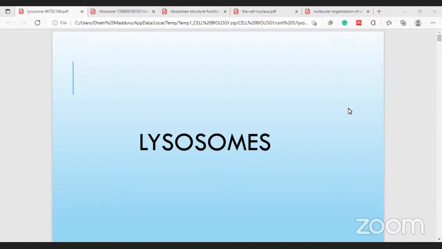Till yesterday we discussed mitochondria and endoplasmic reticulum, what processes take place in them, how they look, and what their structure is. Today we will discuss the other organelles which are important in the cell. The first one is lysosomes.